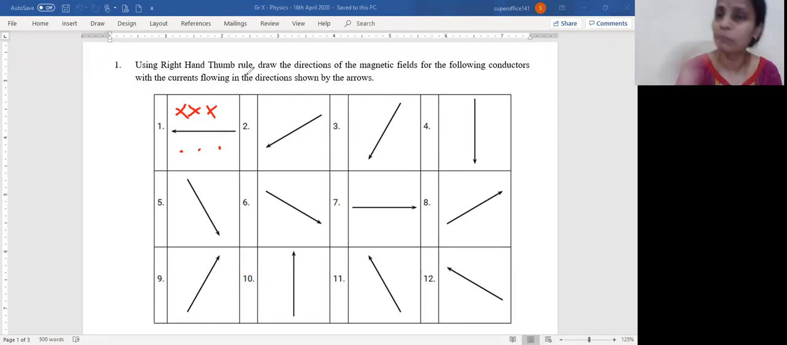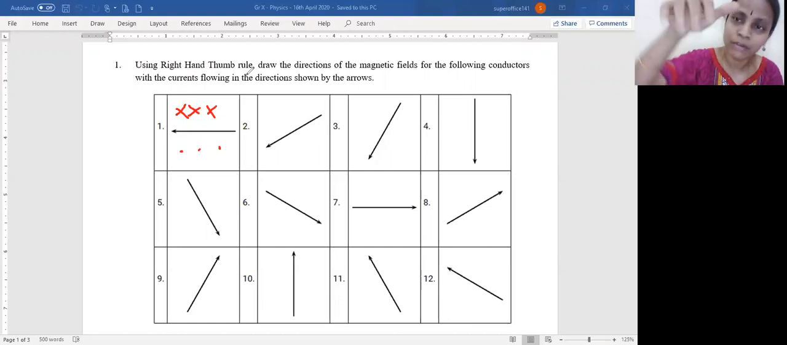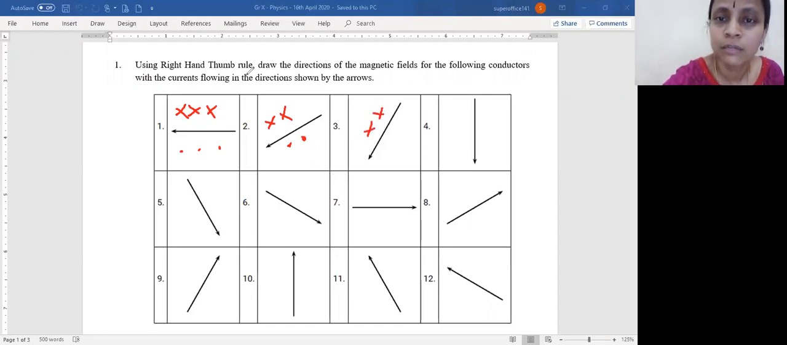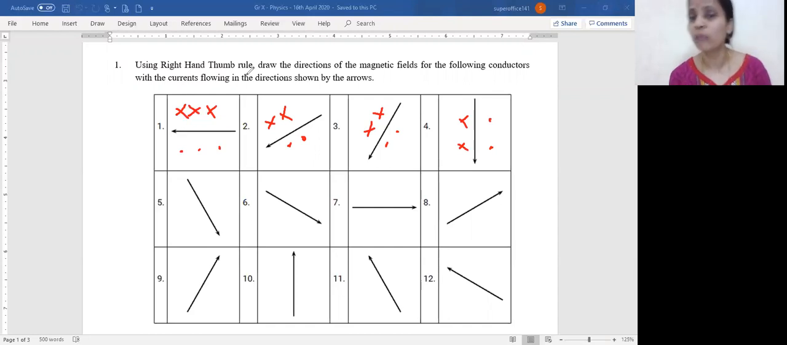If I'm going to simply put crosses and dots. So crosses show that it goes into the plane of the paper and dots show that it is coming out of the plane of the paper. So this is much easier. You can simply put crosses and dots because you know that this is where it moves in and this is where it comes out. So if I'm going to hold it like this, this is where it moves in and this is where it comes out. So this is also one way of doing it.